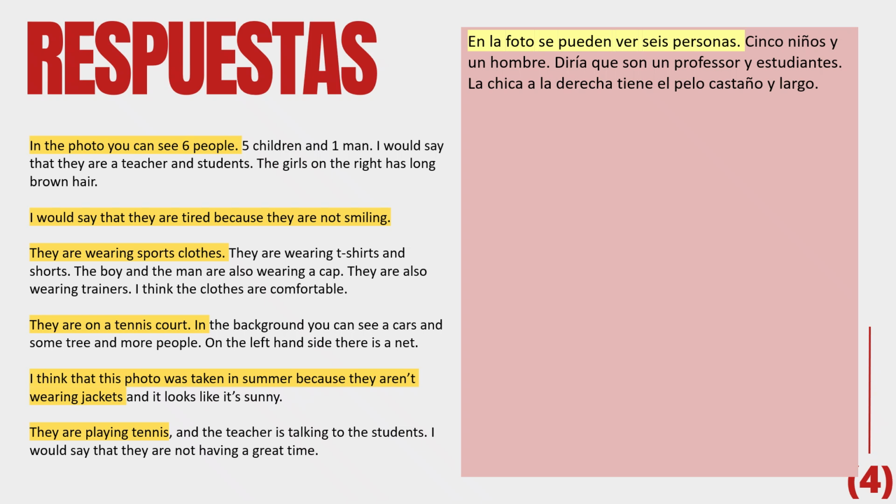La chica a la derecha tiene el pelo castaño y largo. Again, I'm really specifying the girl on the right, and then I'm describing her. So I'm trying to show that I'm giving as much detail as possible. Diría que están cansados porque no están sonriendo. So just a slight variation on what we're used to with the, I would say they're happy because they are smiling. But in this case, they're not smiling.